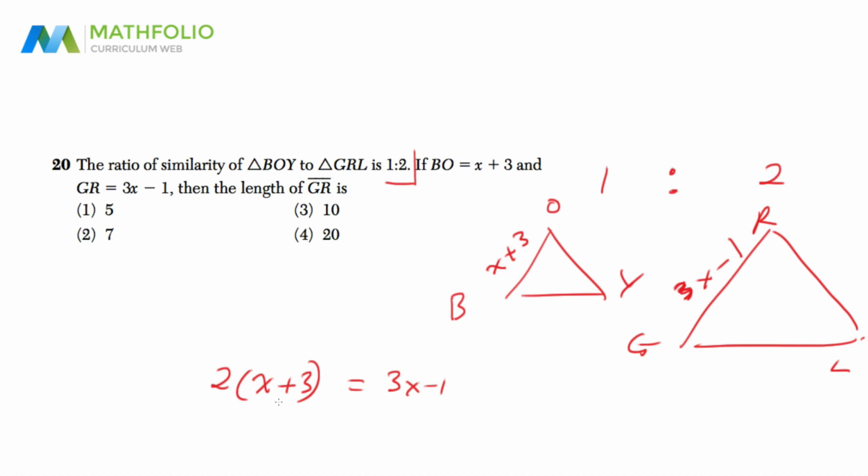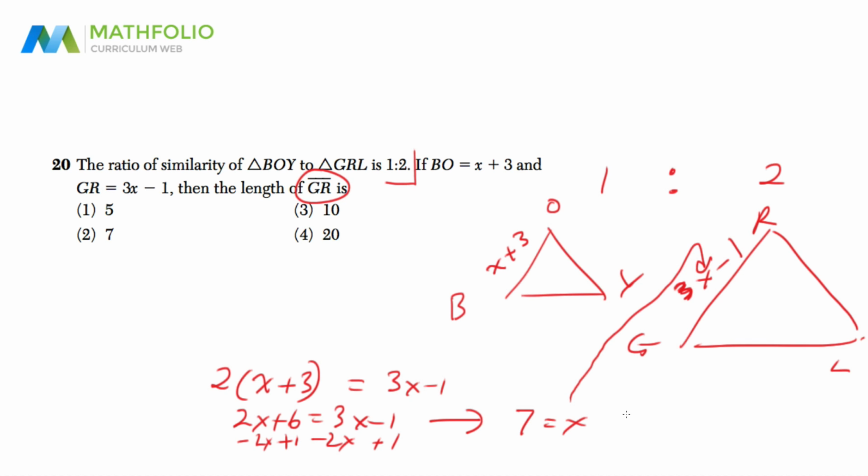So if we distribute, we get 2x plus 6 equals 3x minus 1. So when you add 1 and also minus 2x, let's see what happens here. We end up with 7 equals x. So if 7 is x and we are trying to find GR, we're going to plug this back in here. So GR equals 3 times 7 minus 1, which equals 20. So 20 is our answer for number 20.